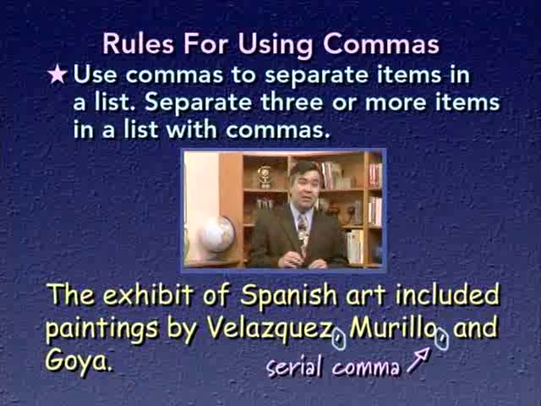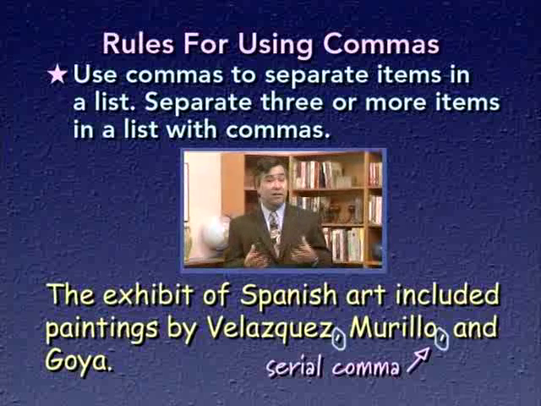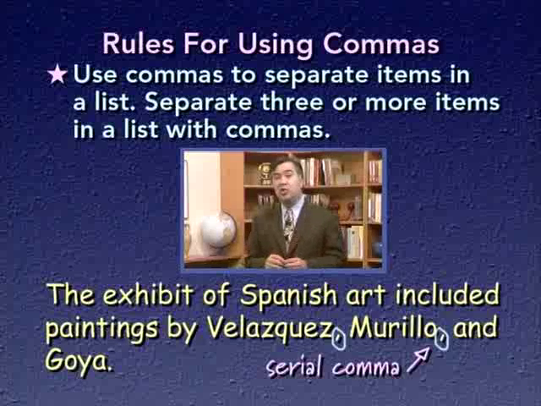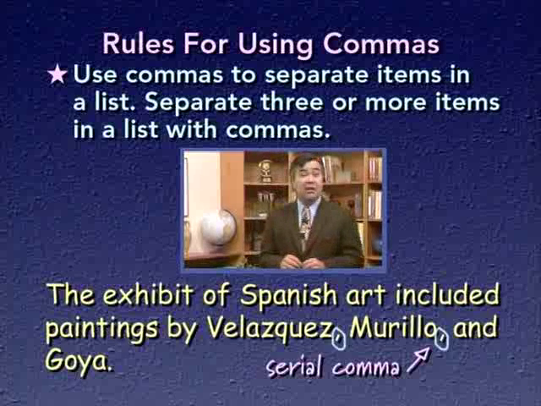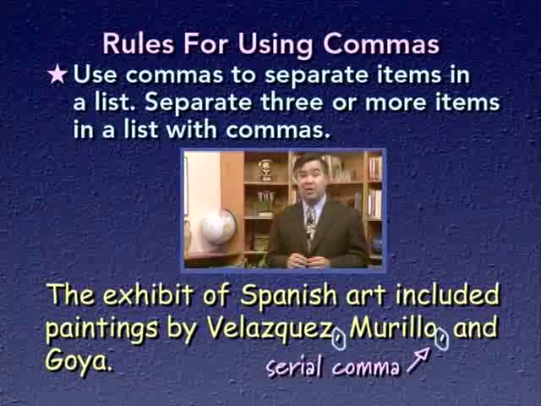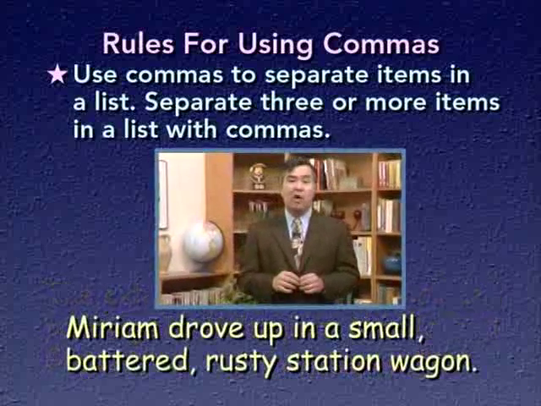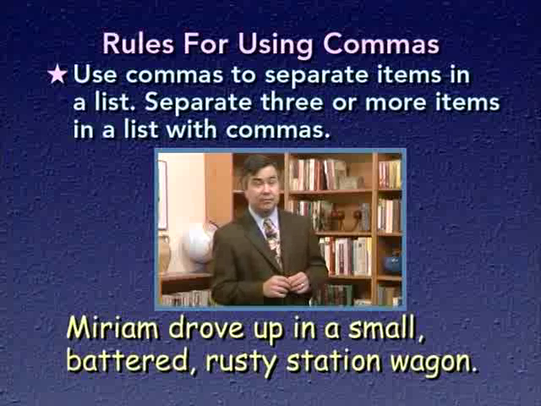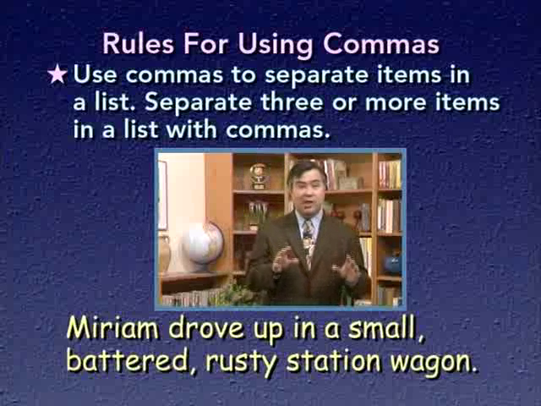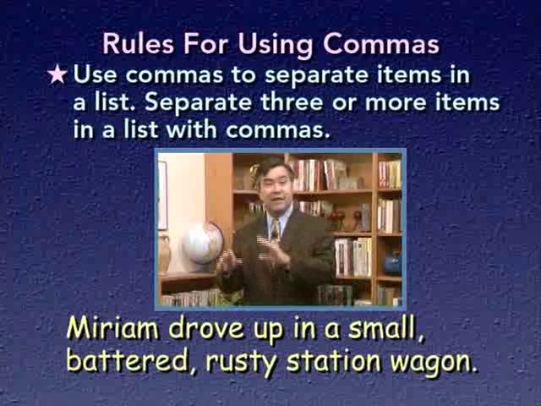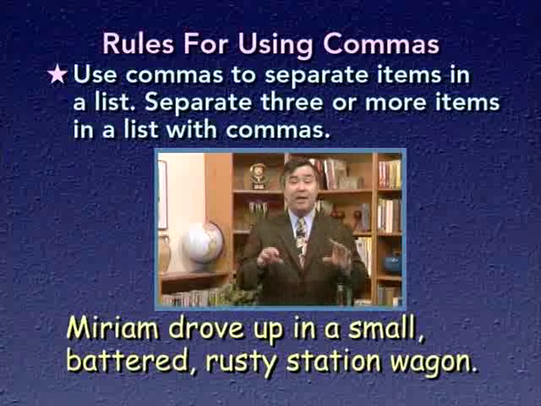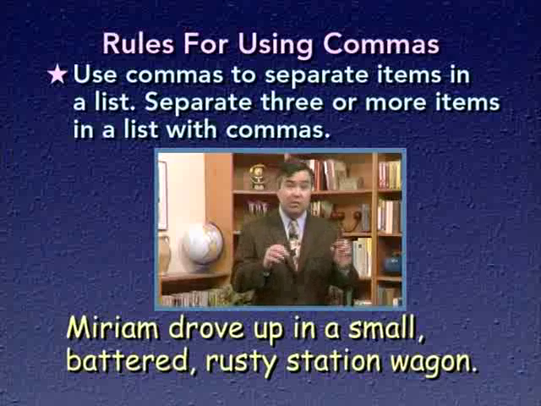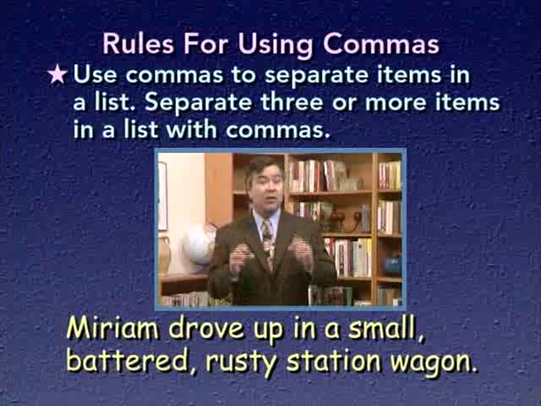So use commas to separate items in a list. The final comma, the serial comma, may or may not be inserted. That's your choice. Here's a slightly different kind of list that also requires commas. Miriam drove up in a small, battered, rusty station wagon. Here we have a sentence that strings together a list of several adjectives, all describing the noun station wagon. What kind of station wagon was it? It was a small one, and a battered one, and a rusty one.